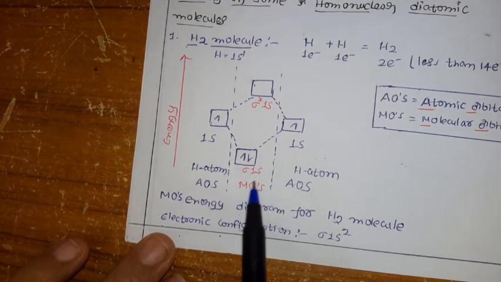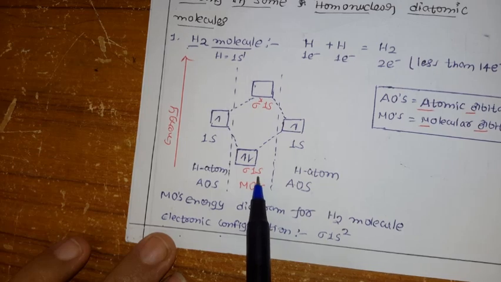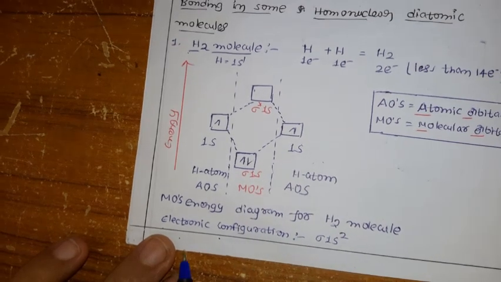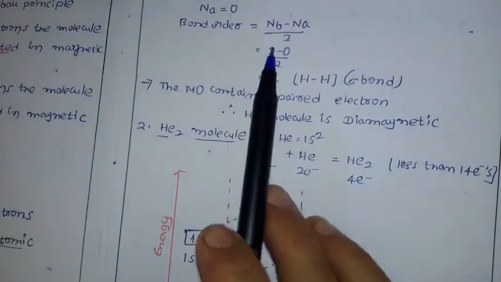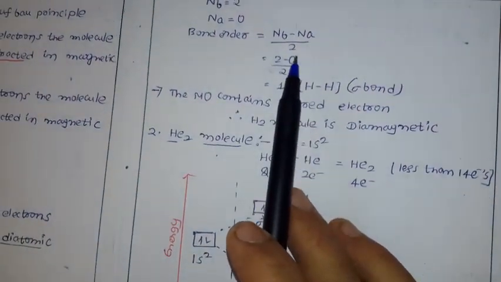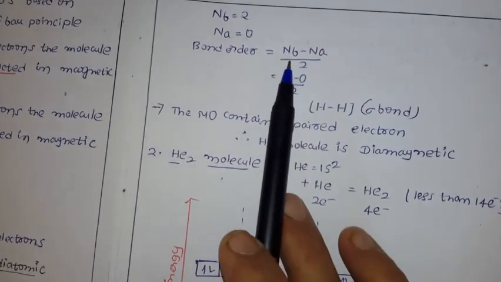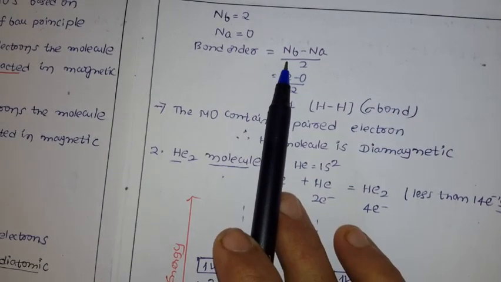Here only sigma 1s is filled. How many electrons are there? 2. So the electronic configuration is sigma 1s2. Next, here we have to calculate the bond order. So what is the bond order formula? Nb minus Na by 2. What is Nb here? Number of electrons in the bonding molecular orbitals. Here we have the 2.